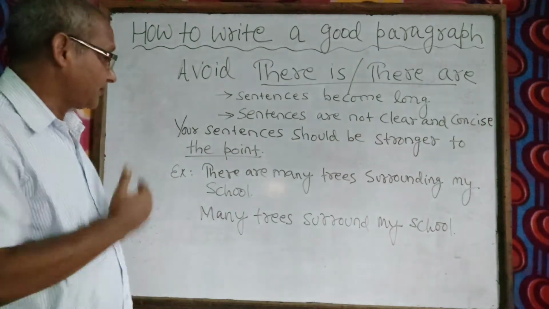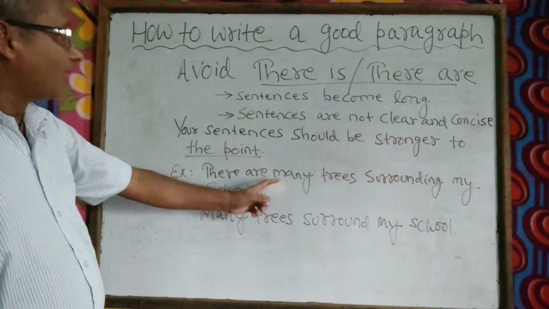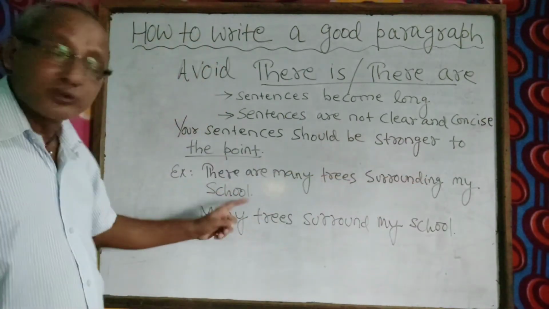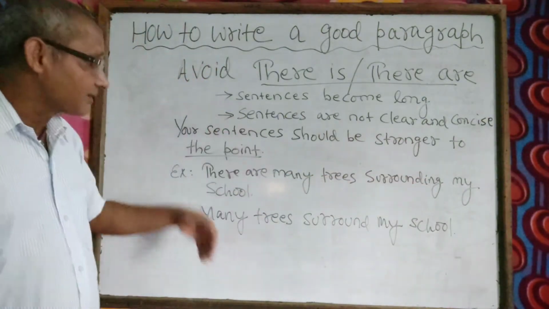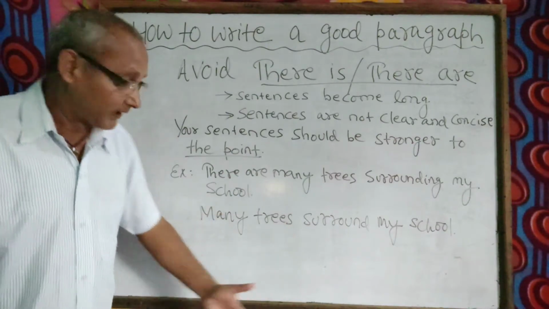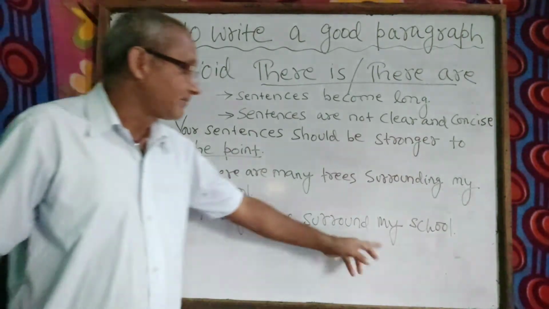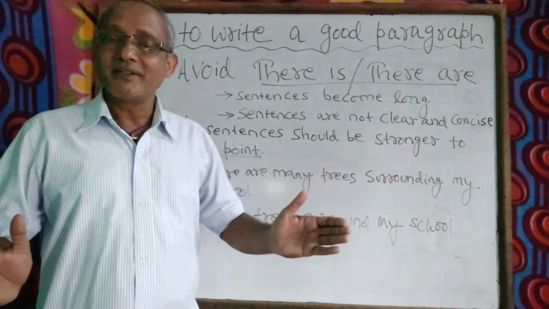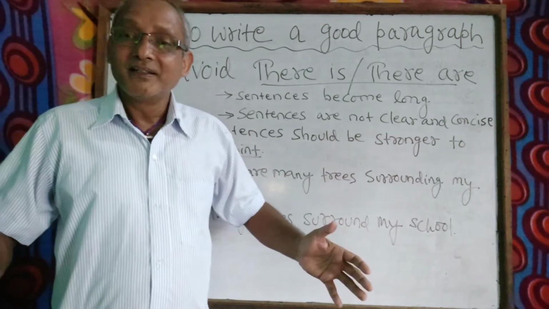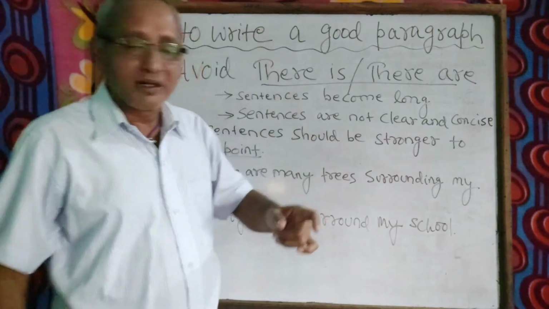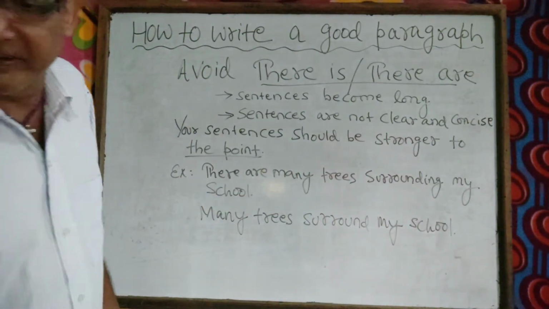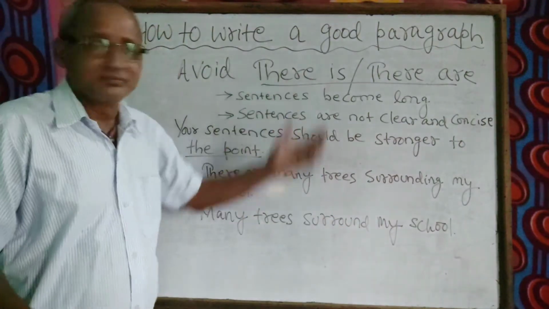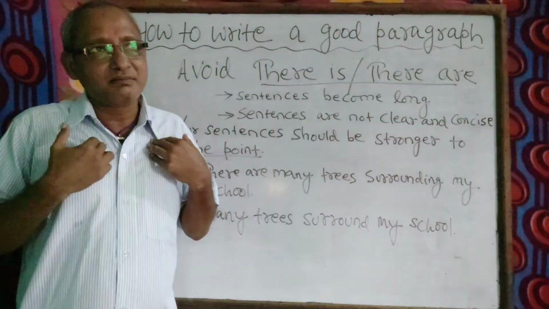Let's see one example here. There are many trees surrounding my school. Instead of saying this, how about writing: many trees surround my school? Finished. Short and to the point. Let me cite one more example. There is no one who can understand my problem.